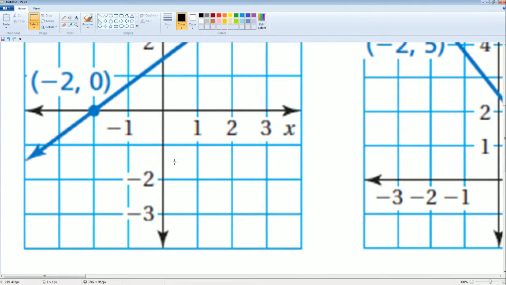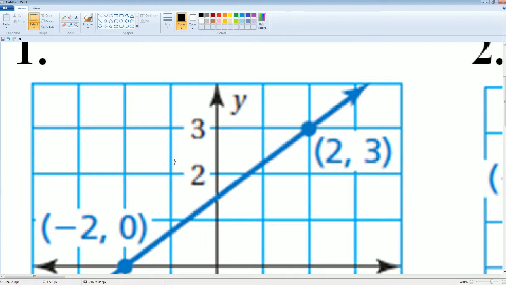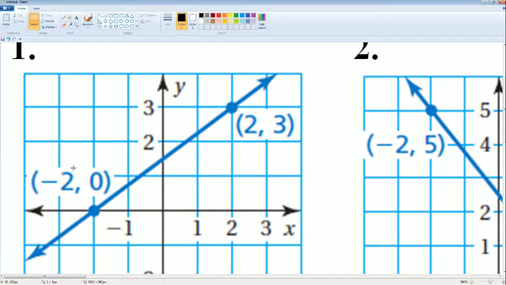Okay, let's make this a little bit bigger here. We are going from (-2, 0) to (2, -3). This is your first point. This is your second point. I'm going to show you how to do this two ways. We need to find a couple of things.